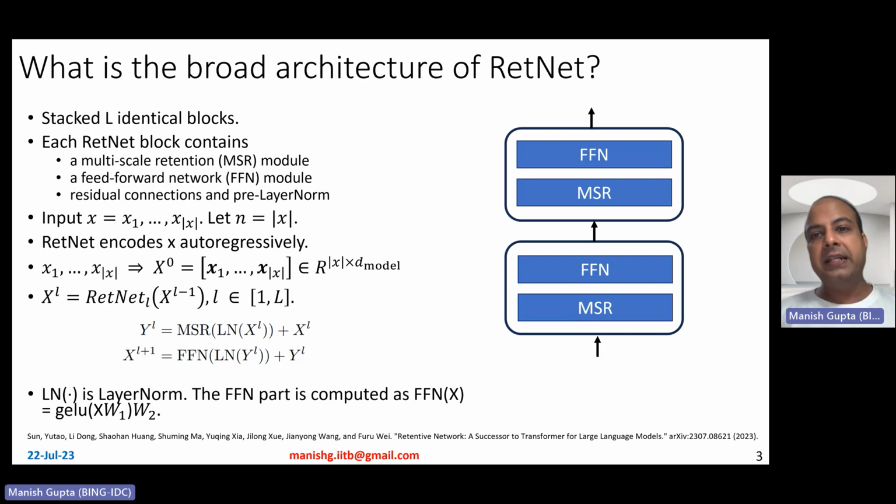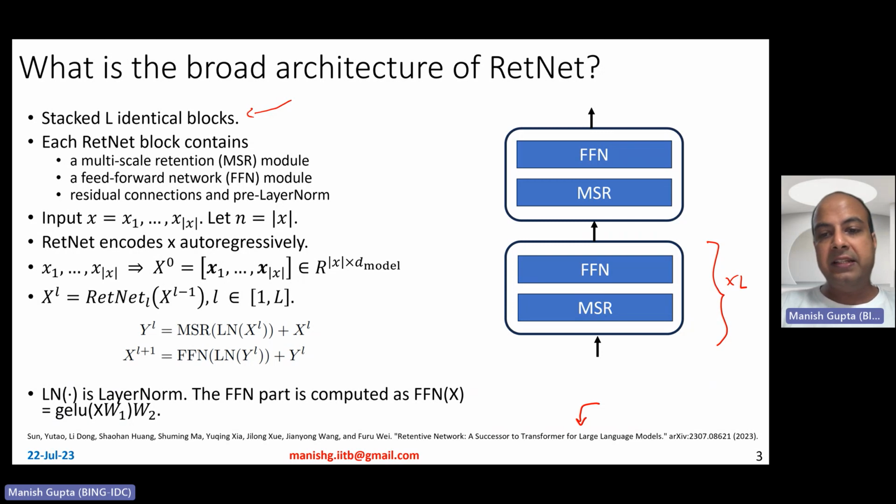Okay, so what is the broad architecture of RetNet? RetNet consists of stacked L identical blocks. This is one block, right? L such blocks are there in the RetNet architecture, right? And these folks trained 3 different models with different numbers of such blocks. I'll talk about those configurations later, but in general, you can have L such blocks.